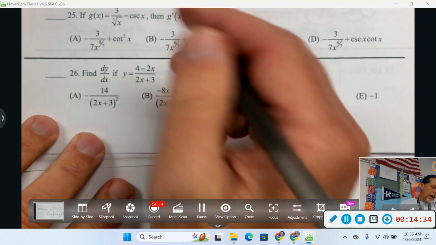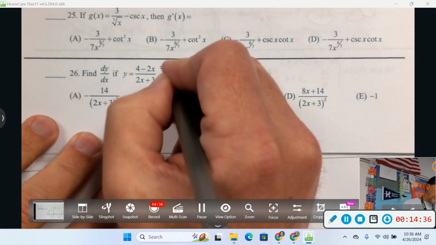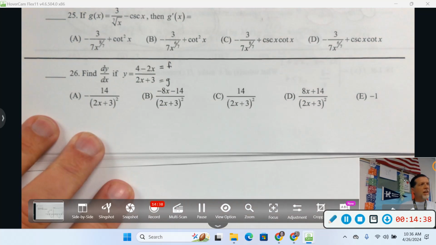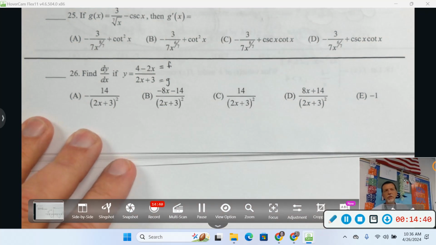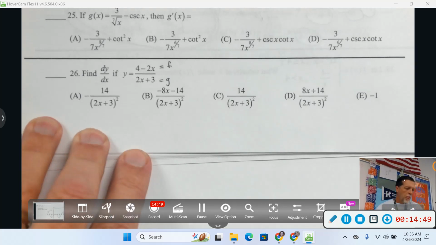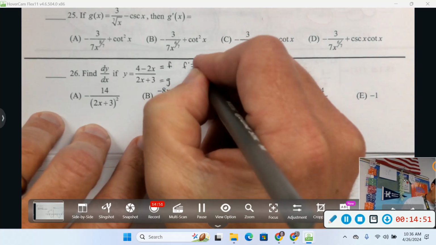Number 26. Oh, we haven't had one of these yet. What do I mean by these? I don't think we've seen this today. Quotient rule. So, start at the bottom: low D high minus high D low. We've got to keep the G and F in order for things to work. Let's find the pieces first, I guess.